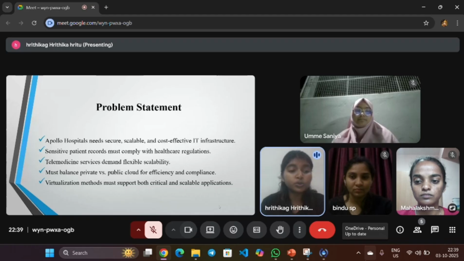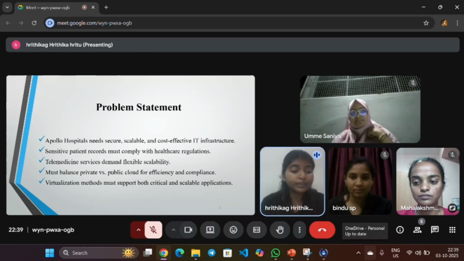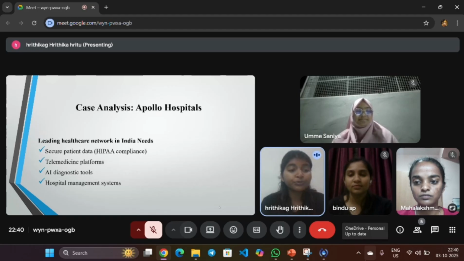The third one is cost versus efficiency. Balancing between a private and a public cloud is crucial. Private cloud ensures security but is expensive. Public cloud reduces cost but raises compliance risk. Virtualization choice: we must select the right virtualization method that supports both critical hospital systems and scalable applications. In short, Apollo Hospital needs an IT setup that is secure, scalable, and cost effective while still complying with healthcare laws.